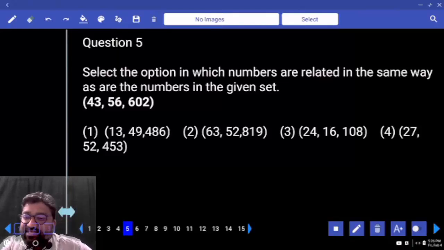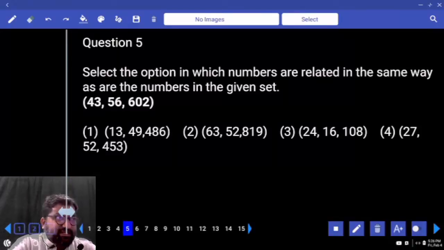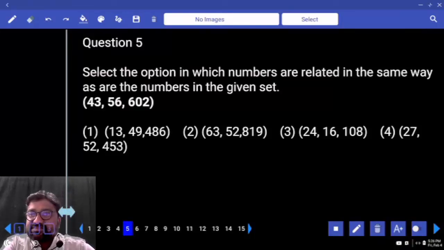Select the option in which the numbers are related in the same way as the numbers given in the set. Now this is not that easy. This is a very difficult question. I'm telling you this in advance. Solving this question is not that easy, but you should have a lot of practice. I'll tell you something, listen. 43, 56 and then you have 602.